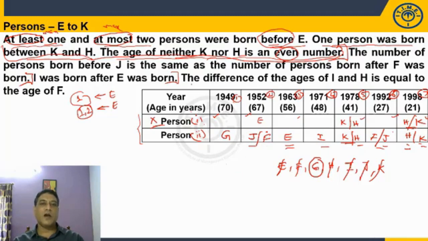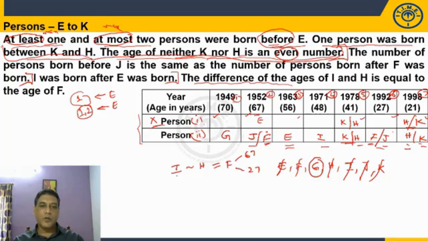What is the clue that we have? This is where a little amount of quant calculation, mathematical calculation, comes into the picture. The difference of the ages of I and H. Difference means maybe I is elder or younger. The difference between their ages is equal to the age of F. Now let us look at the possibilities. F may be, see there are two cases. If F is here, F may be 67 years of age. If F is here, F may be 27 years of age.